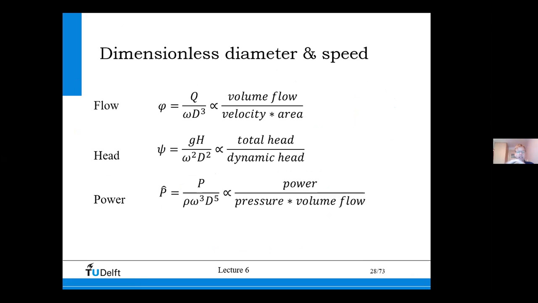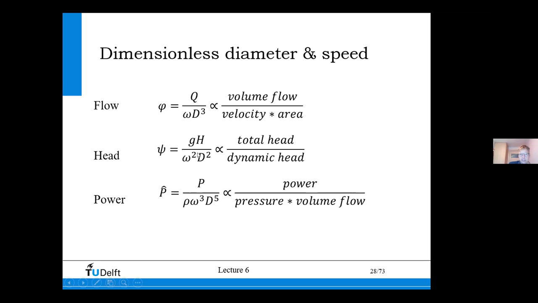Okay, let's go to the dimensionless parameters. We can define a parameter for the flow, the head, and the power. Those are the three most important parameters for a pump. For the flow, we can define a dimensionless parameter, Q divided by omega d cubed. Omega d is a kind of velocity measure of the pump, and d squared is the area. So this is the dimensionless flow parameter: volume flow divided by velocity times area.